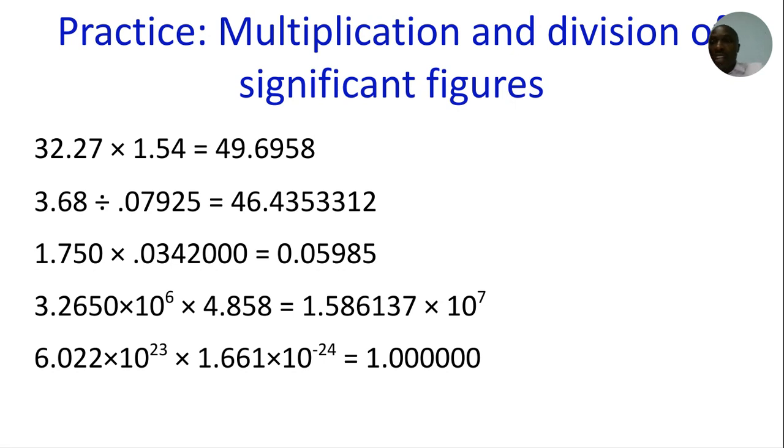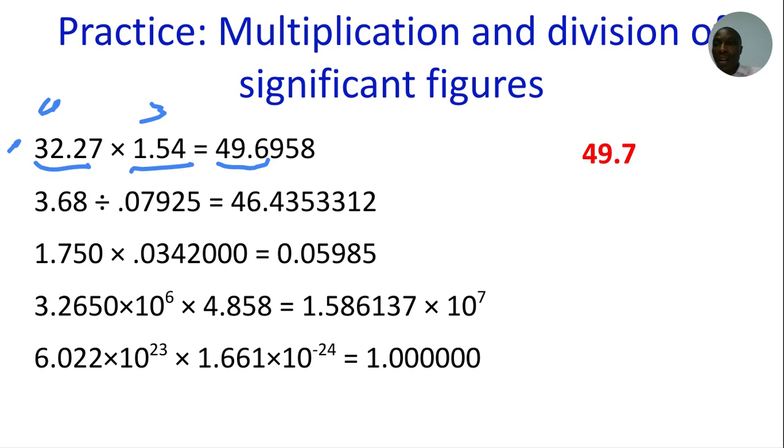For example, in this case, we have the first number here. This has 4 significant figures. This has 3 significant figures. That means your answer should be to 3 significant figures. I said this has 4, this has 3. So your answer should be to 3 significant figures. So that means we shall have 49.7. That would be your answer.